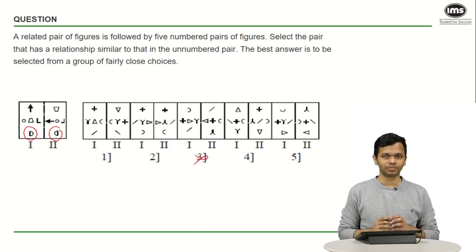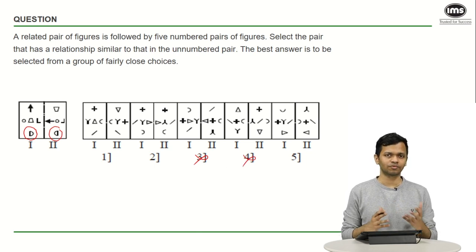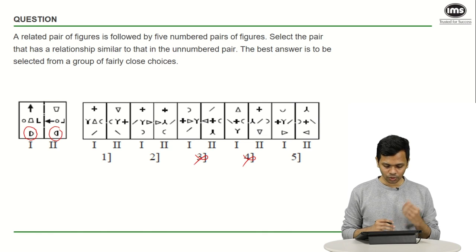The 3rd one I can eliminate because a dash is becoming sort of a Y structure, so it's not making any sense. The 4th one also can be eliminated. The 5th one is fine, you have a mirror image of the triangle. So I have eliminated option 3 and option 4 now.